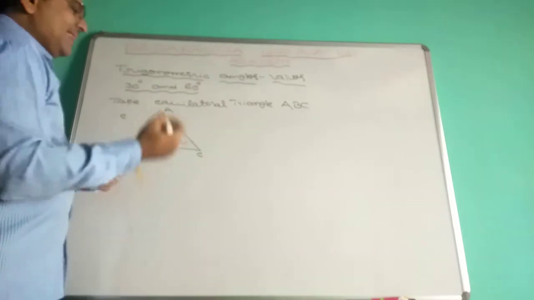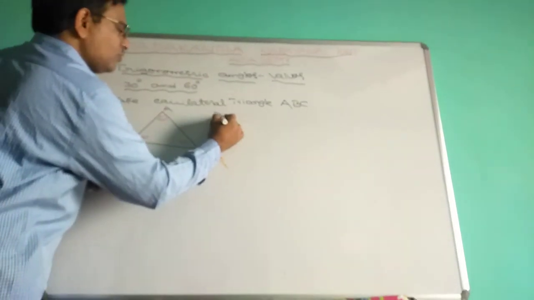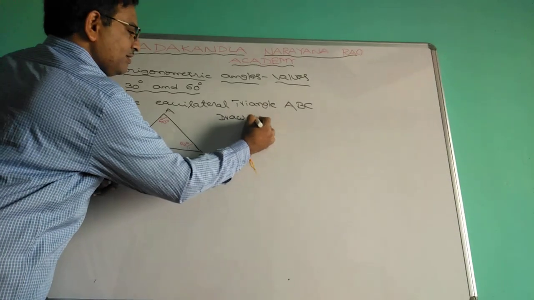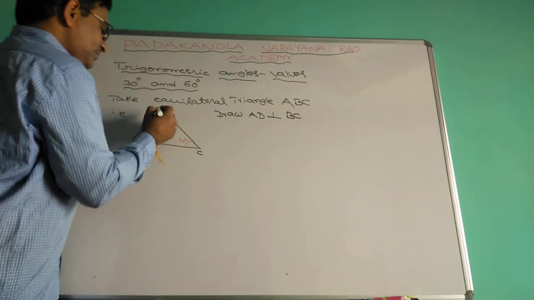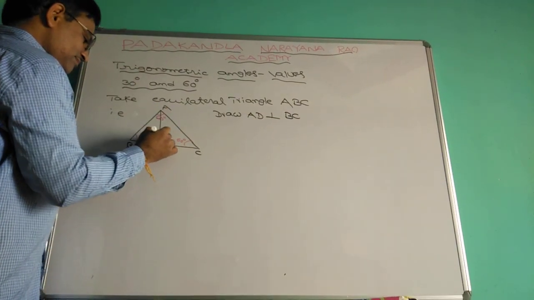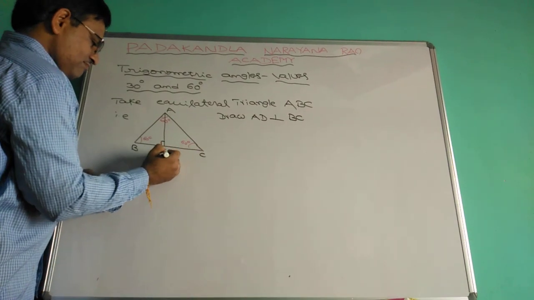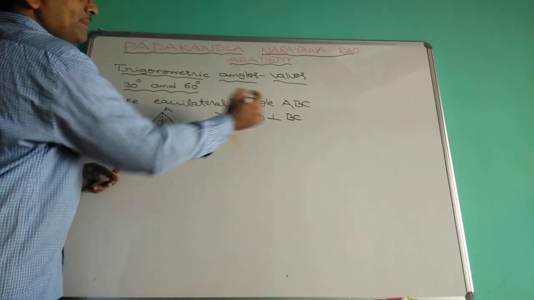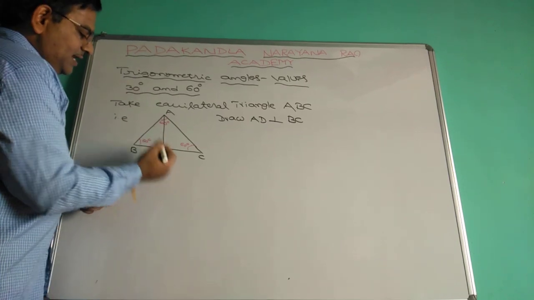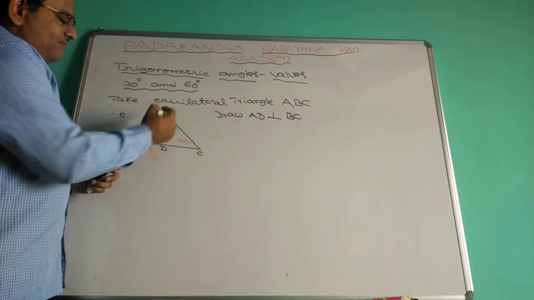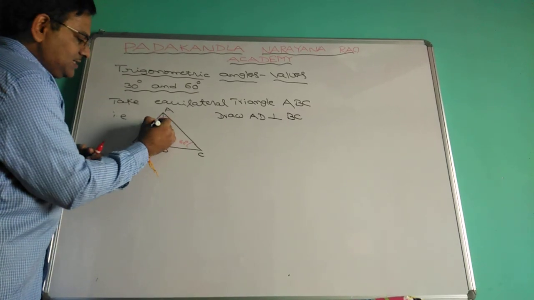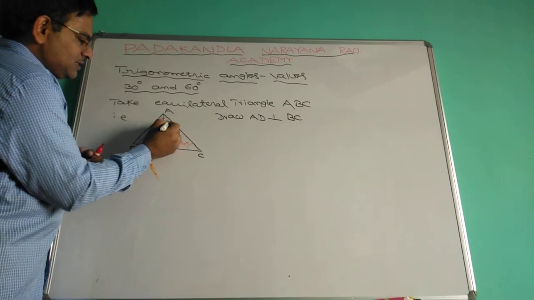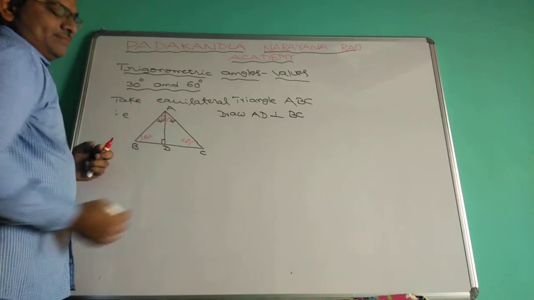Now, next draw AD perpendicular to BC, that is AD is perpendicular to BC. Then here 90 degrees will be formed. When we draw the perpendicular line, this will bisect. That is, here 30 degrees, here also 30 degrees.